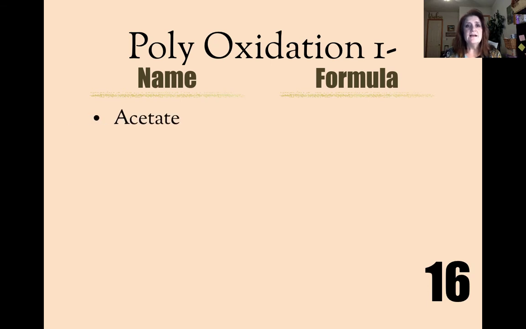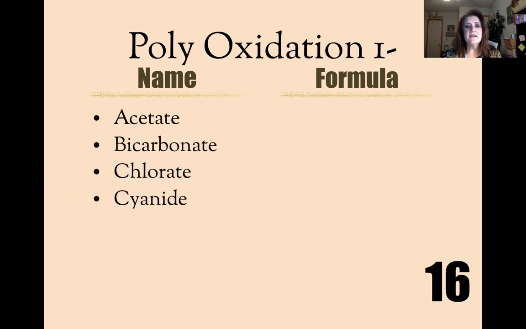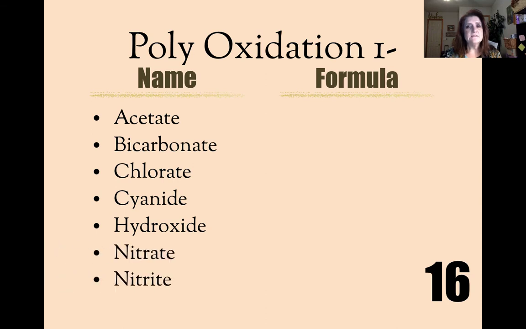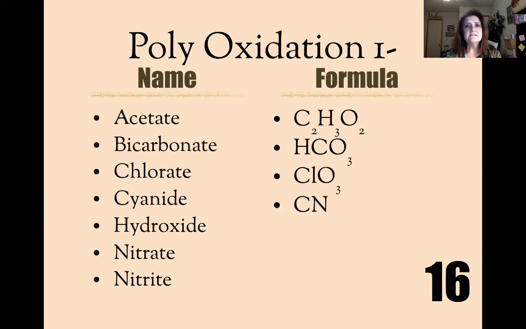They are acetate, bicarbonate, chlorate, cyanide, hydroxide, nitrate, and nitrite. The formula for acetate is C2H3O2. Bicarbonate is HCO3. Chlorate is ClO3. Cyanide is CN. Hydroxide is OH. Nitrate is NO3. And nitrite is NO2.